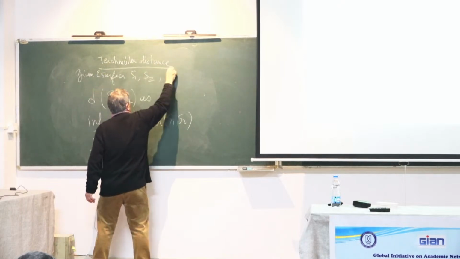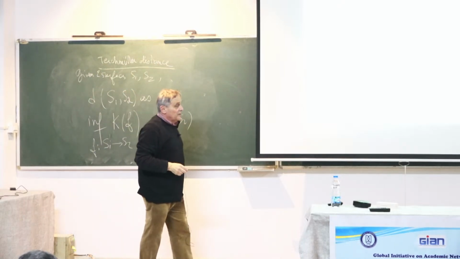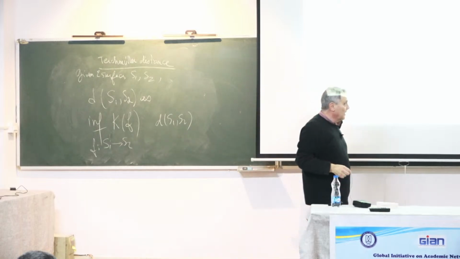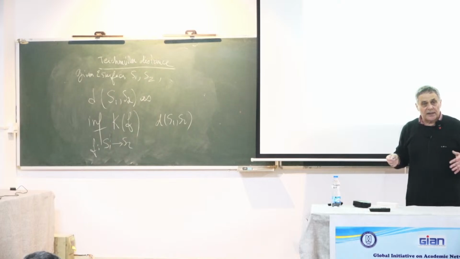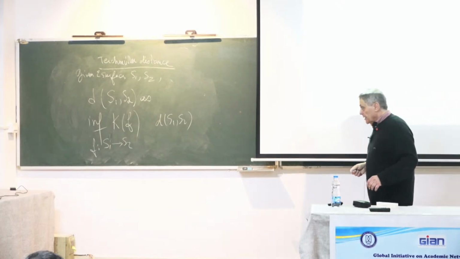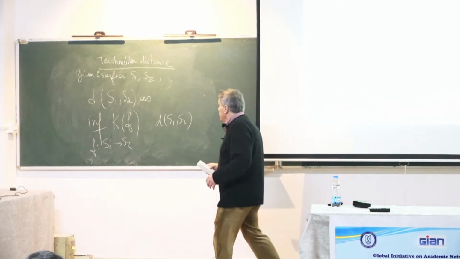This gives the Teichmüller distance between two surfaces. So it gives a metric on Teichmüller space.